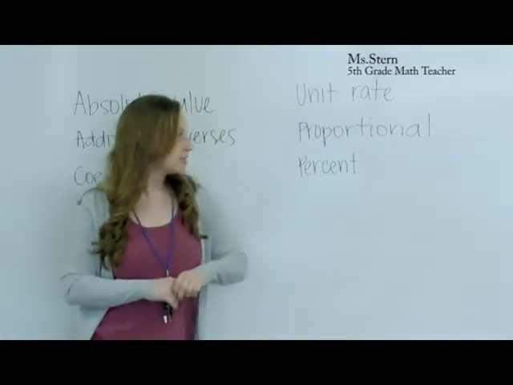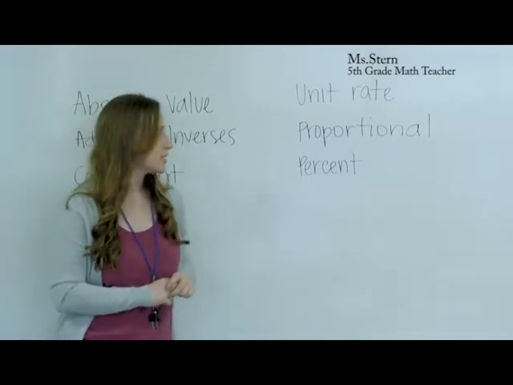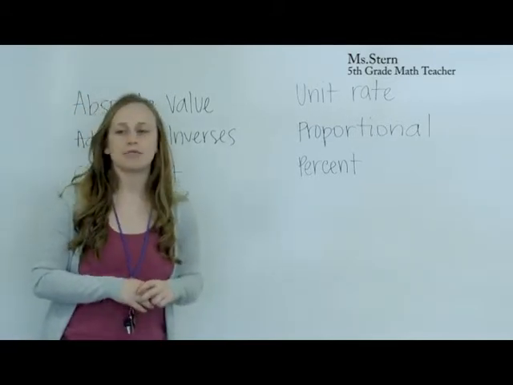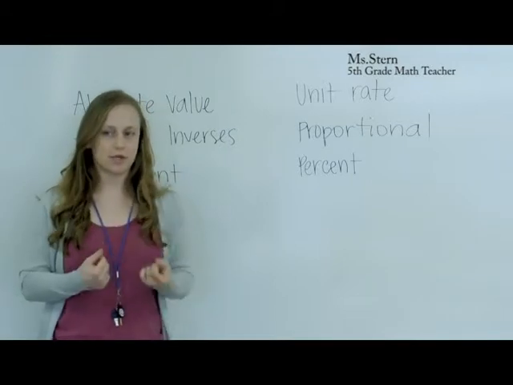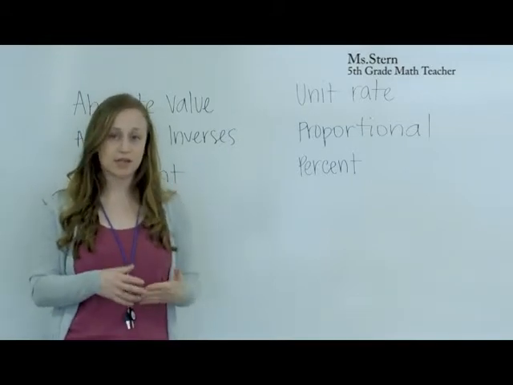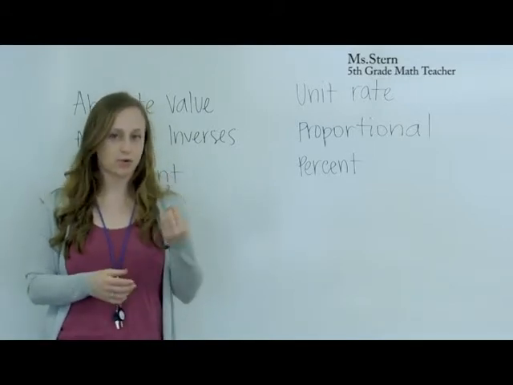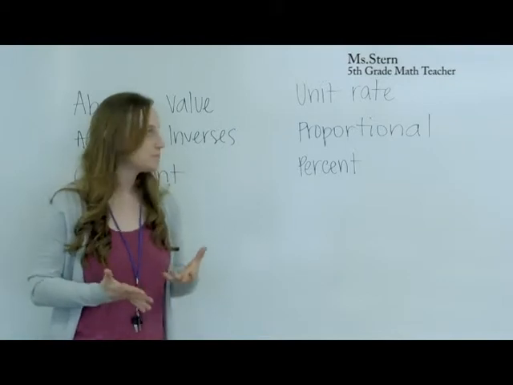Our next three terms deal with proportions. So we have unit rate, proportional, and percent. A unit rate is a rate that describes 1 unit. It's per 1 unit. So common unit rates in real life are speed, price, miles per 1 hour, or the price for 1 unit of something.